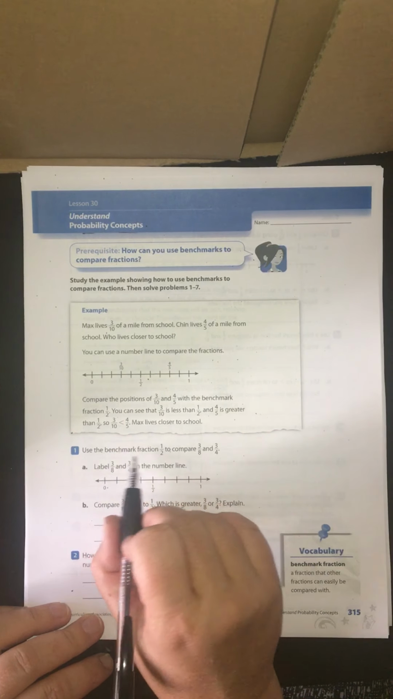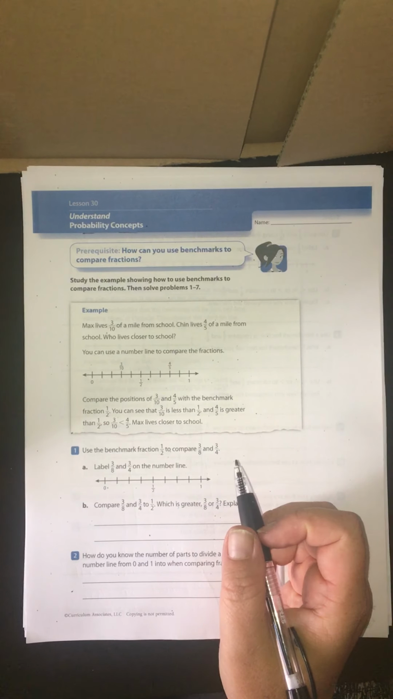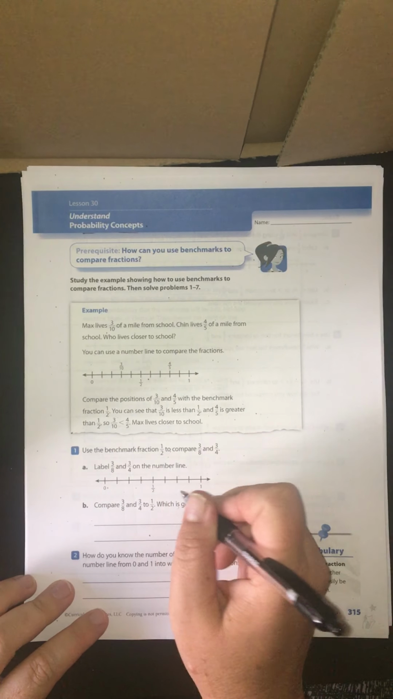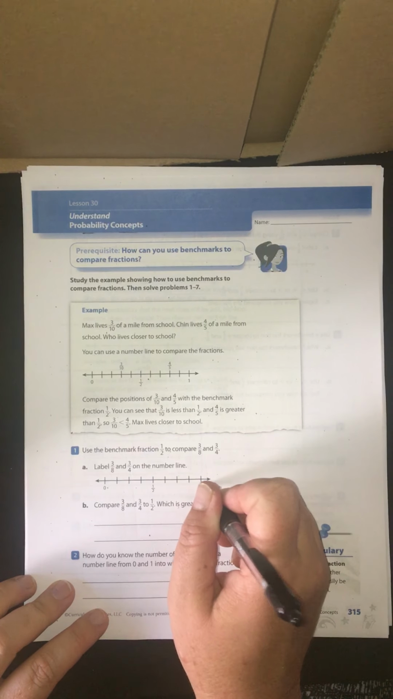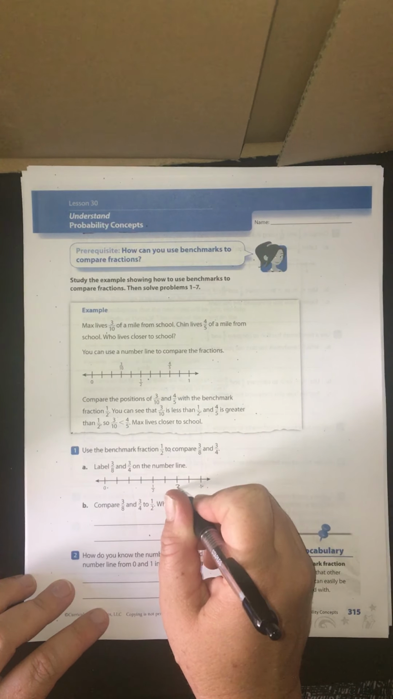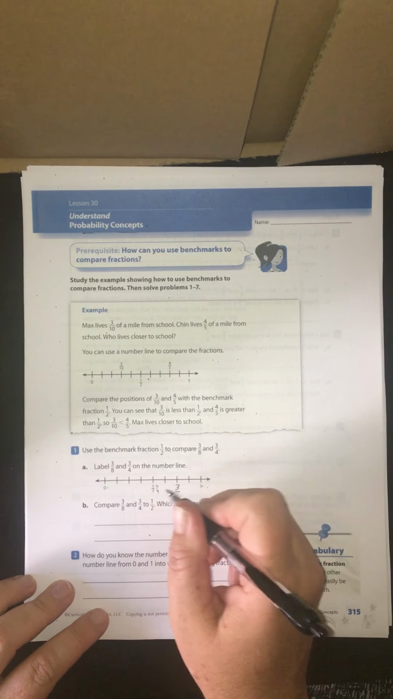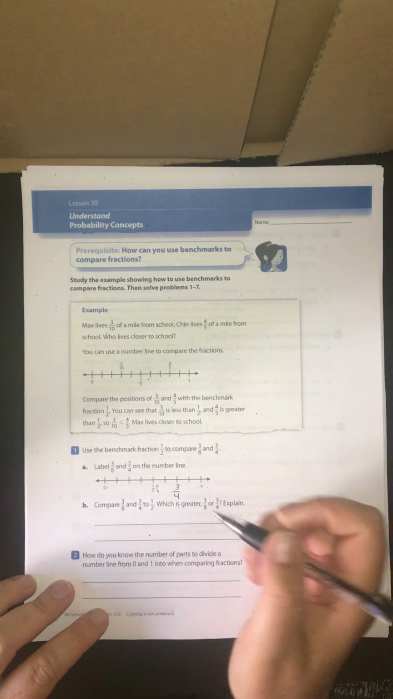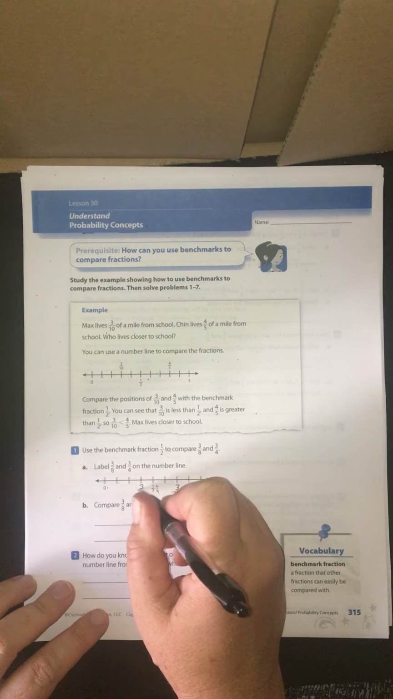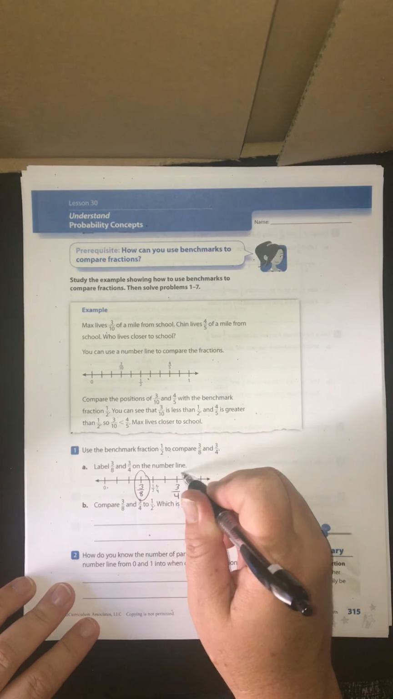So it says use the benchmark fraction 1/2 to compare 3/8 and 3/4. And they want you to put it on the number line. So 3/4 is very close to 4/4, would be over by the 1. So we're going to put it here, right? Because if 1/2 is like 2/4, then you skip 1 to 3/4, skip 1 to 4/4. And 3/8 would be very close to 1/2 because 1 more and you have 4/8. So put it here and here.